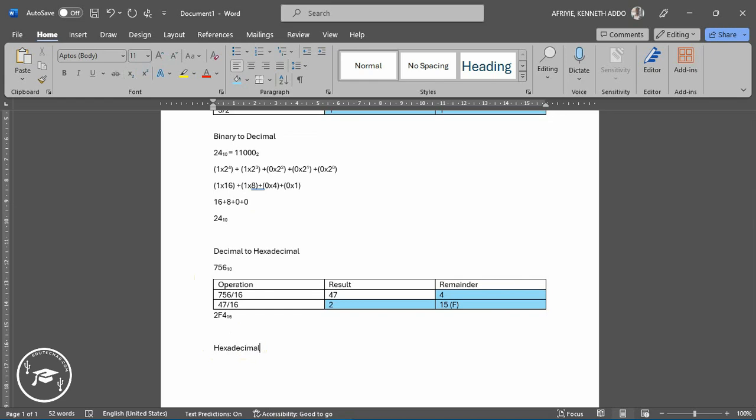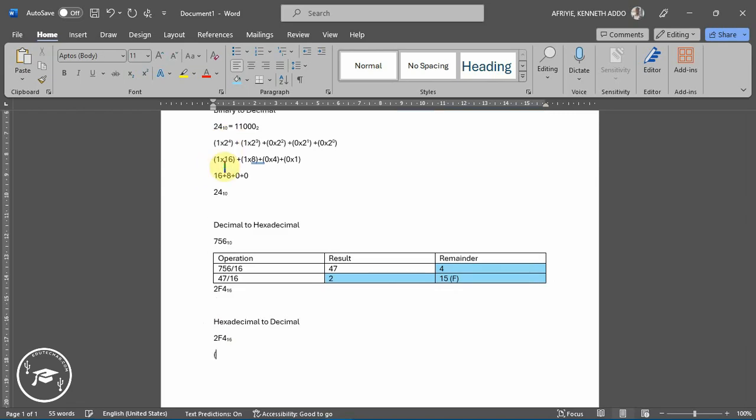Let's convert this hexadecimal to decimal. Great. So we take this as the question that we are going to convert, and we do the normal system that we have here, right? So we take 2 times 16, plus F times 16, plus 4 times 16.